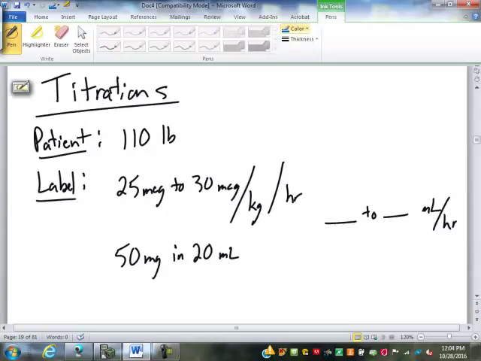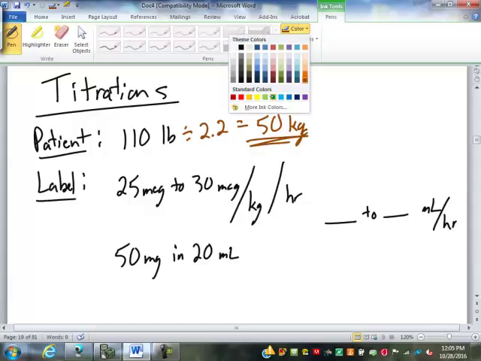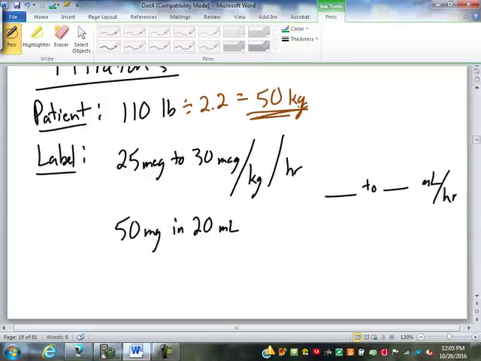So obviously the first step, as always, when we're given pounds, is this has to become kilograms. 110 divided by 2.2 is 50 kilograms. So now we're going to start with 50 kilograms. And we're going to convert this now into a dose. However, we got to pick one, either the 25 or the 30.